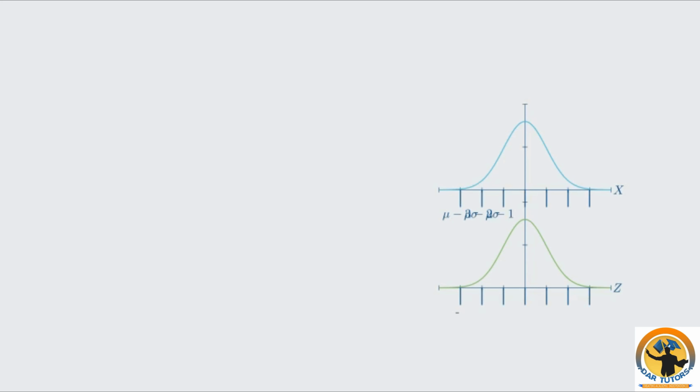Let's look at this diagram. On top, we have a normal curve for an arbitrary variable x with mean mu and standard deviation sigma. Below it, we have the standard normal curve for z. Notice how the shape is identical, but the horizontal scale is different. A value of mu on the x-axis aligns with 0 on the z-axis because the mean is 0 standard deviations from itself. A value of mu plus sigma on the x-axis aligns with 1 on the z-axis, meaning it's one standard deviation above the mean.